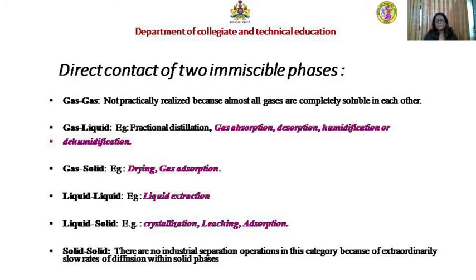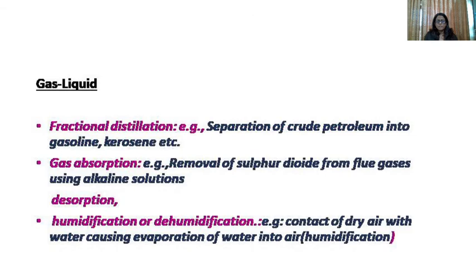The last one, the solid to solid category, we don't see any industrial operations in this category because of very slow rates of diffusion observed in solid phases. So that is a brief overview of how the various operations are categorized under direct contact of immiscible phases. So let us take up the gas liquid category, so we understand the important operations under this category.